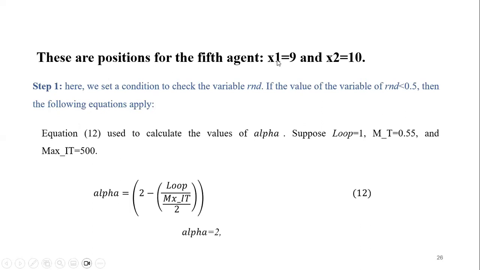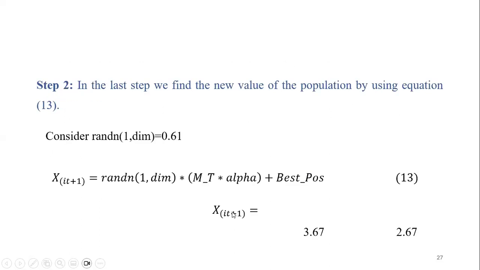And then we will have the final agent. We have to update its position. Here, based on the condition rand less than 0.5, we select equation 12 to find alpha. Alpha can be changed in every single iteration using this equation 12. A loop means the first iteration is 1, the second iteration will be 2, the third iteration will be 3, and so on and so forth. And max iteration is constant, 500 every time we run the algorithm, over 2. So 1 divided by 500 over 2, 1 over 250, and alpha is found. That's how we found alpha.